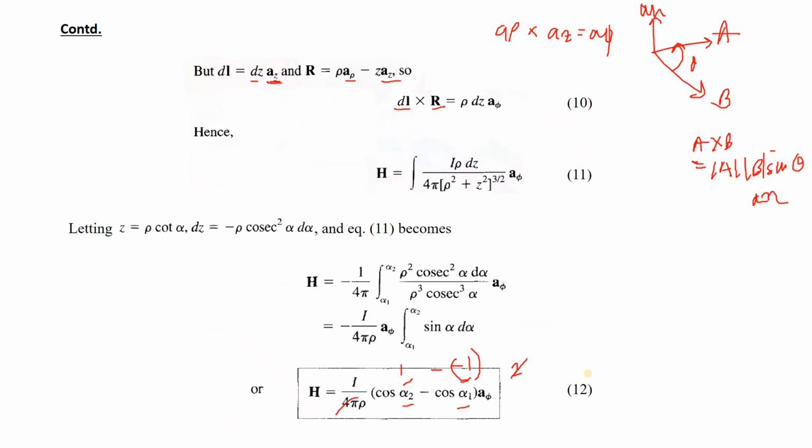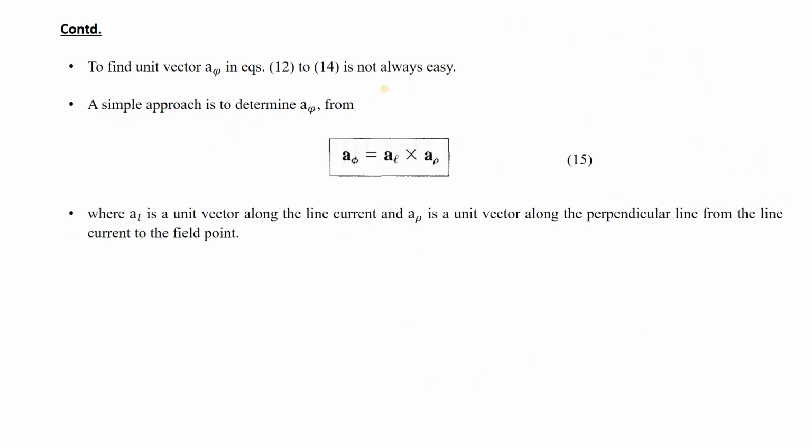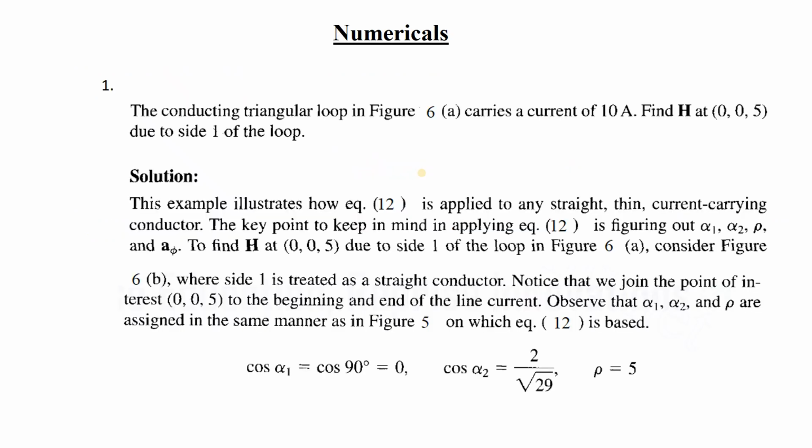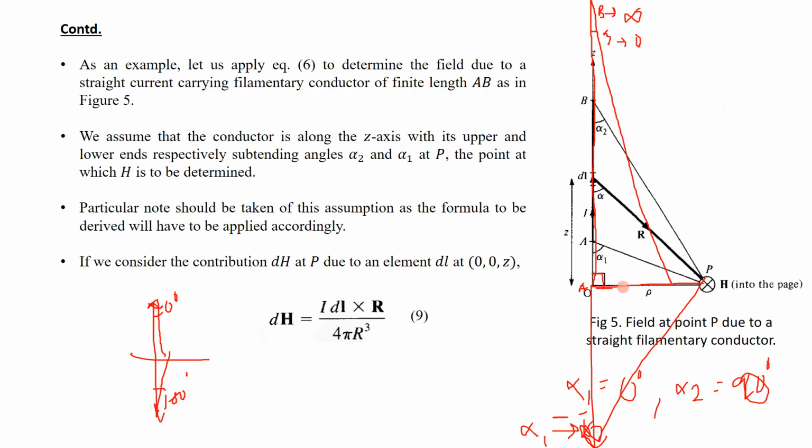To find the unit vector in equations 12 and 14, in these two cases, is not always easy, because a similar approach where the phi unit vector will be equal to unit vector L cross unit vector rho, where unit vector L is the unit vector along the line current and rho is the unit vector along the perpendicular line.